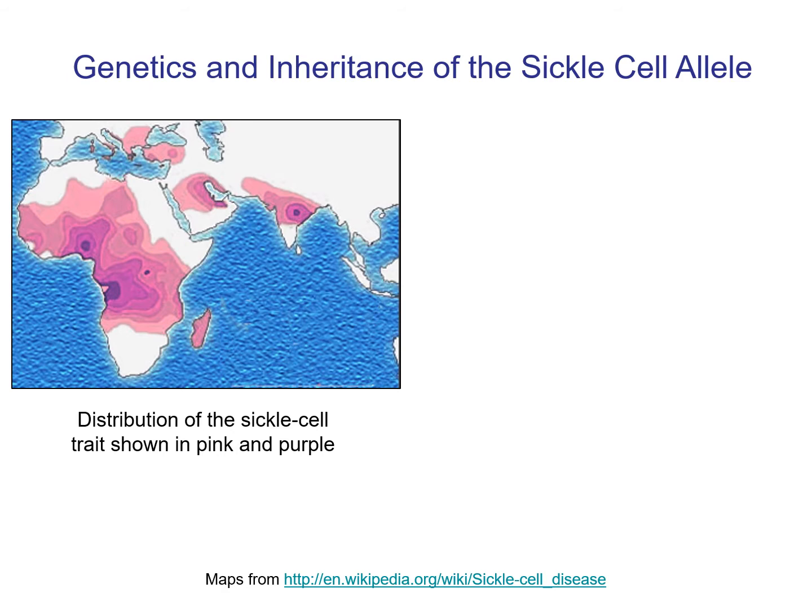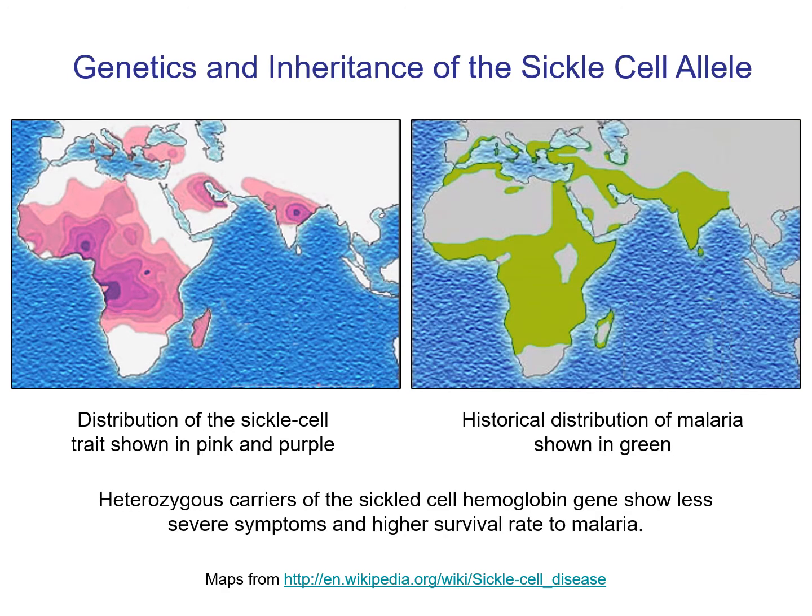And here's something really interesting that we've found about sickle cell anemia, is that if you take a look at this second map, it roughly overlaps with the historical distribution of the disease malaria. So malaria is a disease that's spread by a mosquito.